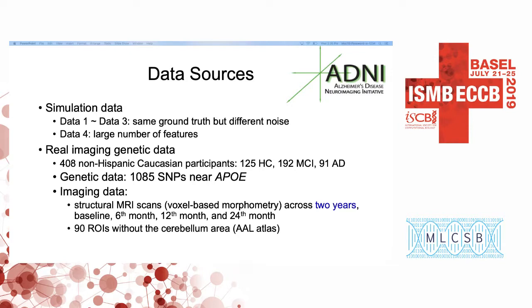The real imaging genetic data are from the ADNI database. Here we have 125 healthy controls, 192 MCI, and 91 AD. We use the genetic data from chromosome 19 near the ApoE gene. And the imaging data are structural MRI scans across 2 years: the baseline, 6 months, 12 months, and 24 months. We segment the brains into 90 ROIs without the cerebellar area.